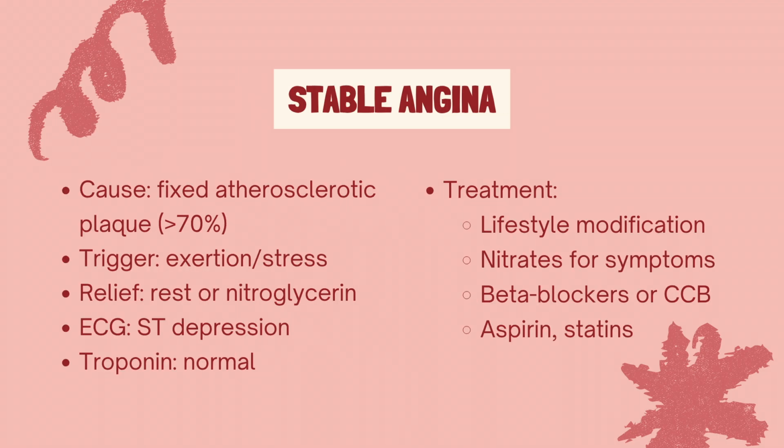In stable angina, a fixed atherosclerotic plaque reduces blood flow. Symptoms occur with exertion when oxygen demand rises, but are relieved by rest or nitroglycerin. On ECG, you'll see ST depression due to subendocardial ischemia. Troponins are normal, though, because there is no cell death.